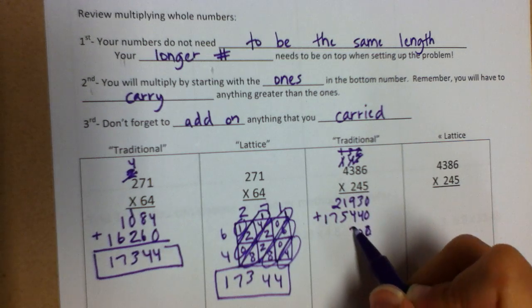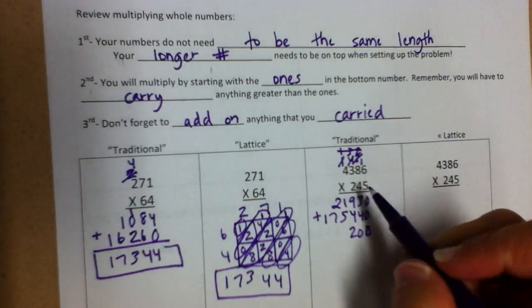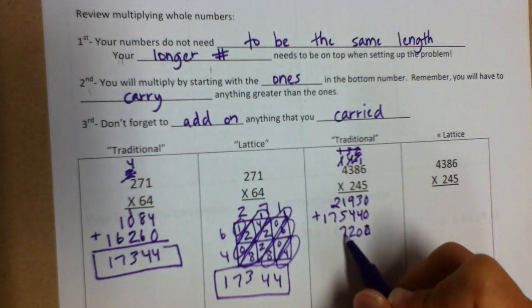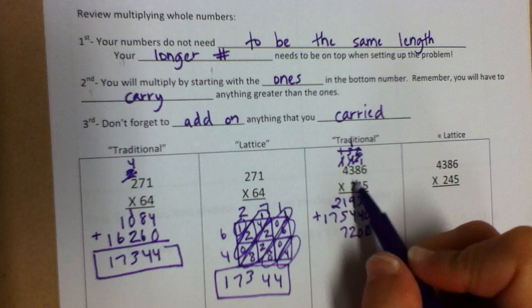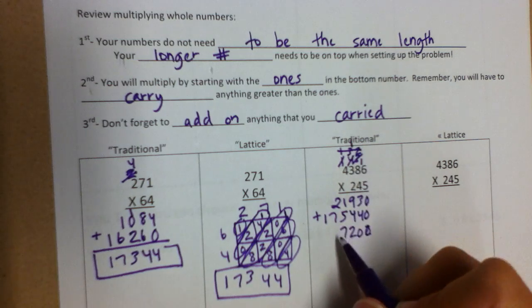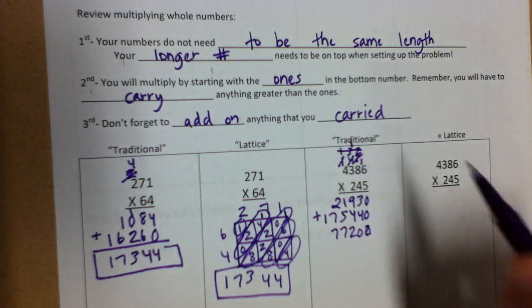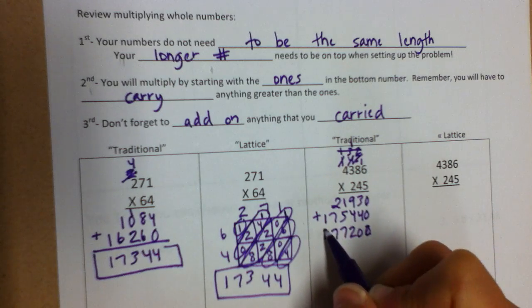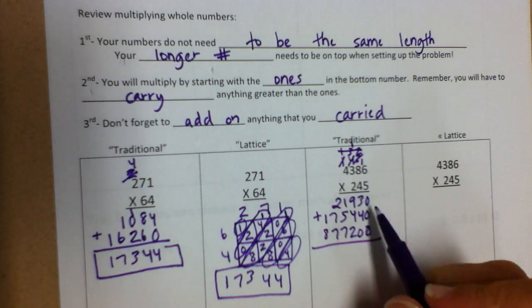2 times 6 is 12. 2 times 8 is 16. Carry the 1 is 17. 2 times 3 is 6. Plus 1 is 7. Don't need to carry there. 2 times 4 is 8. Don't need to carry. And I'm going to add up my columns.